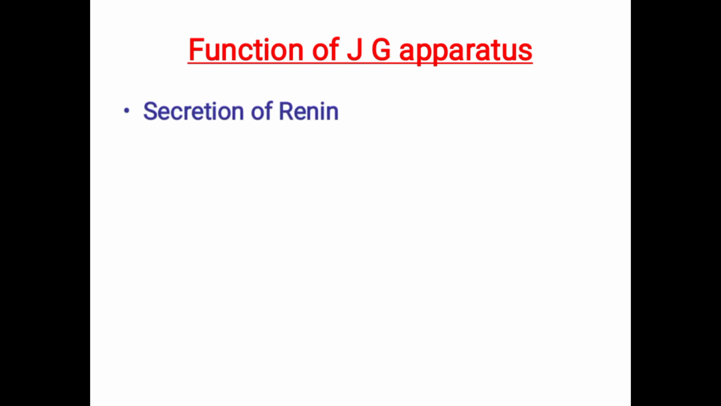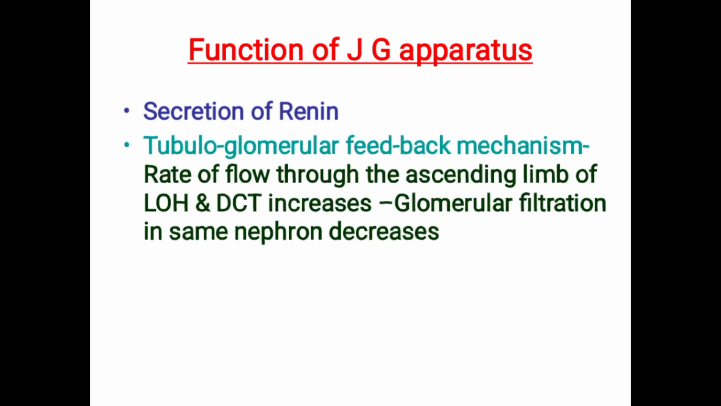Each one's function is very important. The first is the JG cells, which mainly secrete renin. So you have to write the renin function. The second one is mainly by the macula densa, that is the tubuloglomerular feedback mechanism. Tubulo means tubules, glomerular means in the glomerulus.